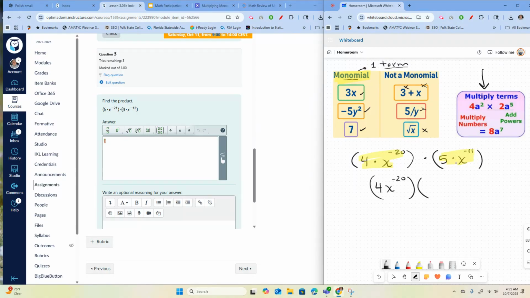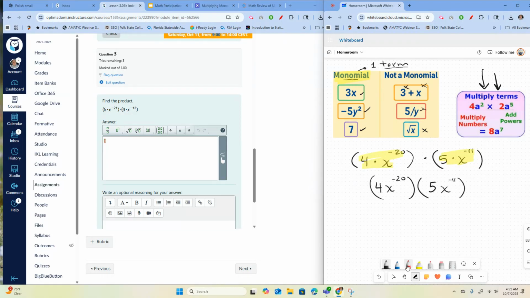And then the second parenthesis, instead of writing 5 times x to the power negative 11, we just say 5x to the negative 11. I just want you to start getting used to the way math problems are written in algebra. Even though what I wrote on the bottom here is the same thing that is written on the top here. Okay, so how do we multiply these monomials like I put up here?